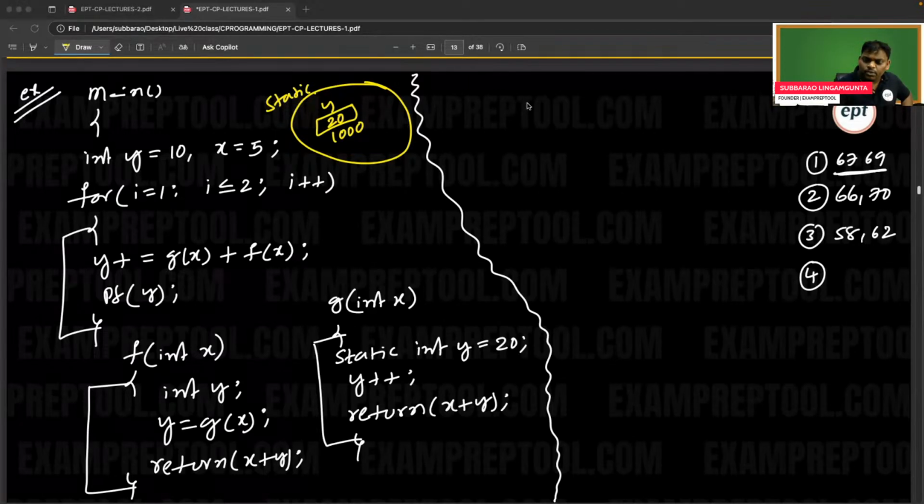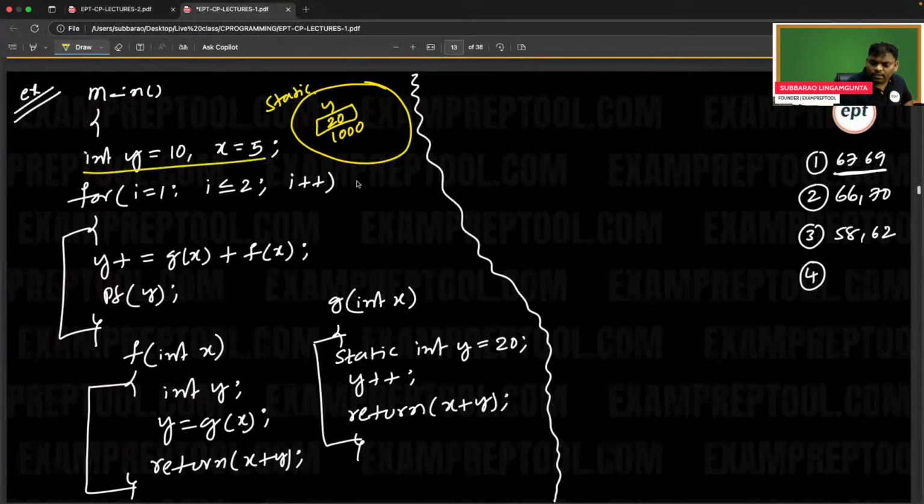Everyone observe, only for the static variable is memory in the static area, for others it is in the stack area. Try to understand. Internally we are using the stack. Now see the answer. Declaration, memory will be allocated. So the local variable is allocated in the stack area.